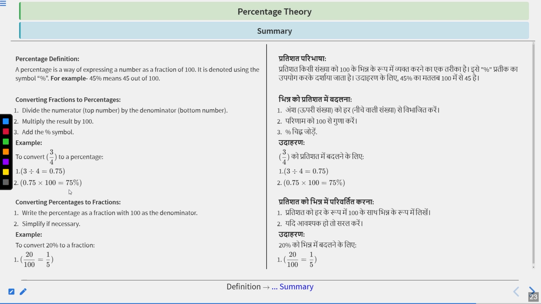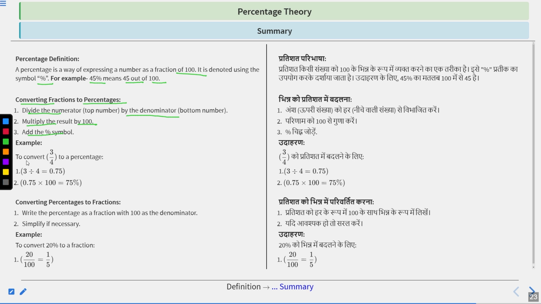Now, there is a summary. We will discuss all the formulas and all the concepts of percentage. First thing, percentage definition. A percentage is a way of expressing a number as a fraction of 100. It is denoted using the percentage symbol. For example, 45% means 45 out of 100. Converting a fraction to a percentage: divide the numerator, the top number, by the denominator, the bottom number. Multiply the result by 100. Add the percentage symbol.